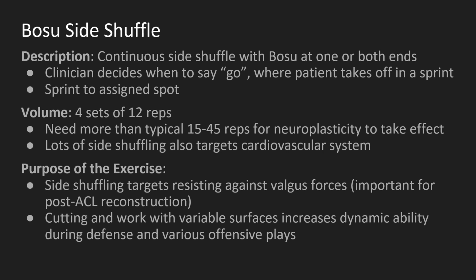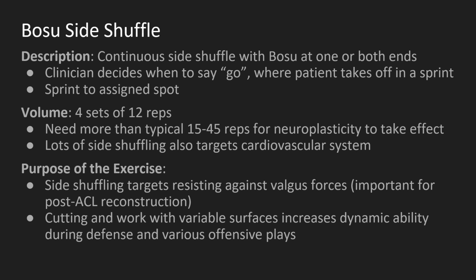The other neuroplastic exercise we have is a Bosu side shuffle. So they're going to continuously side shuffle with a Bosu either at one or both ends, depending on the resources. The clinician will decide when to say go, and whenever that is, the patient will take off into a sprint. Again, we're going to do more than the typical 15 to 45 reps for neuroplasticity to take effect, so we'll do 4 sets of 12.